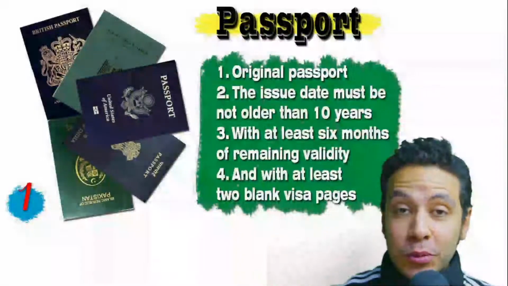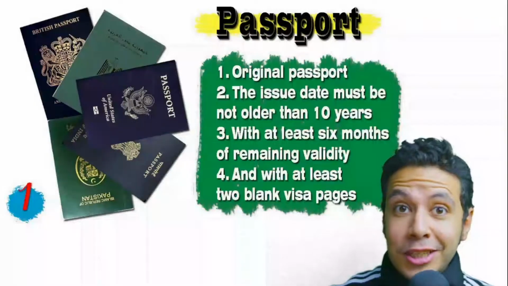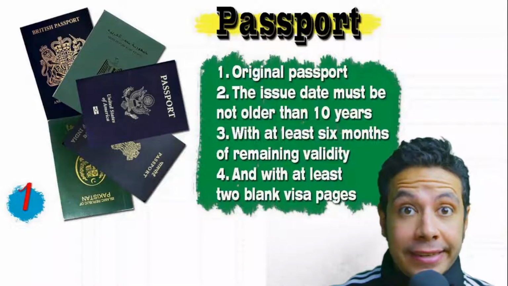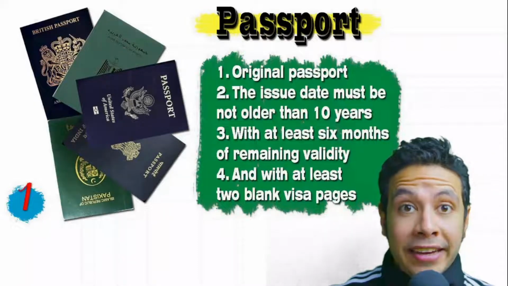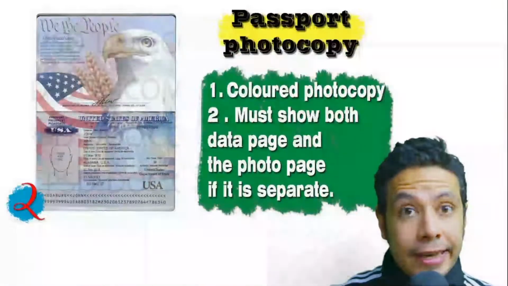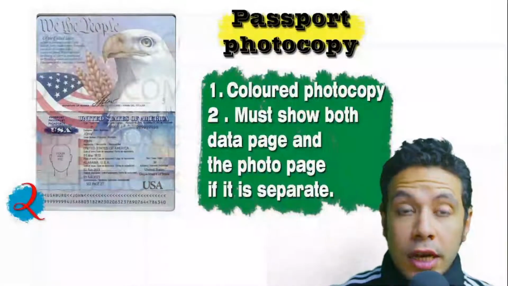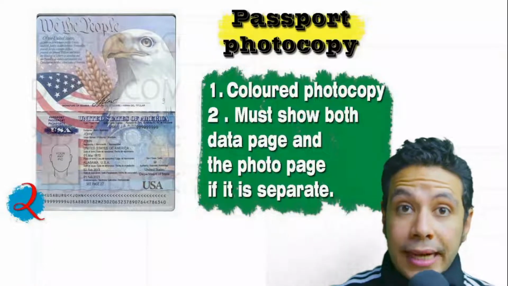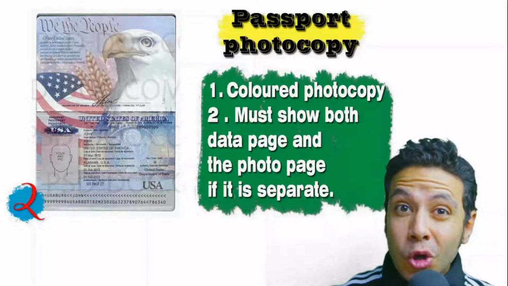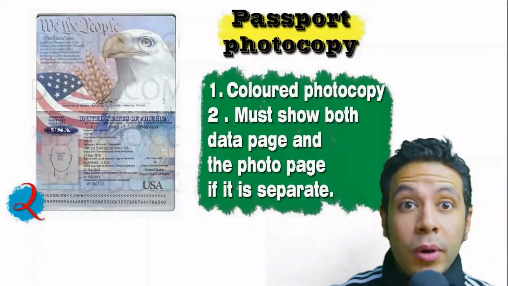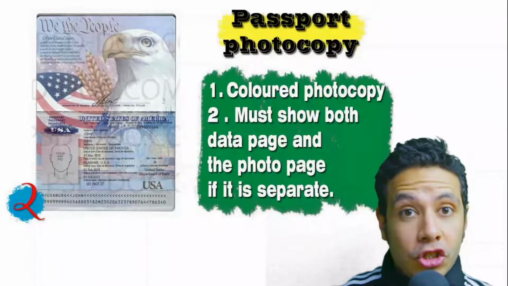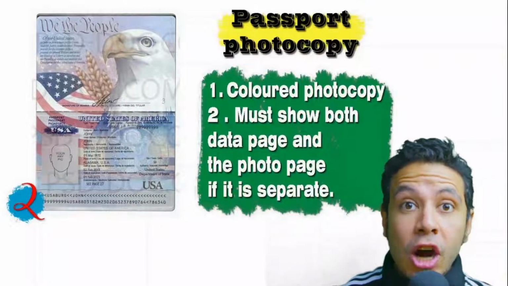Speaking about your passport, it must be original and it must not be older than 10 years, with at least 6 months of remaining validity, and with at least 2 blank visa pages for the stamps. In many cases you will also need a passport photocopy. It might be 1 copy or more than one, and it's preferred to be colored, and both the data page and photo page must be shown if separated. In some cases you might be required to photocopy every single page of your passport, but in general only the data page and the photo page are needed.